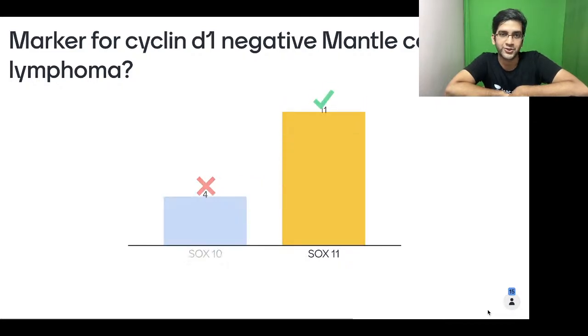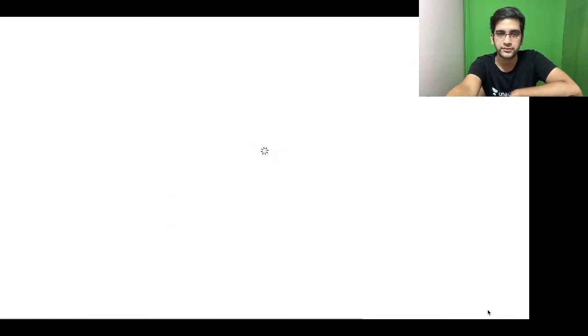Okay, it's SOX11, right? Not SOX10. SOX11 is a marker for cyclin D1 negative mantle cell lymphoma. That finding came in your AIIMS exam once, right? I'll go to the next. Join in.